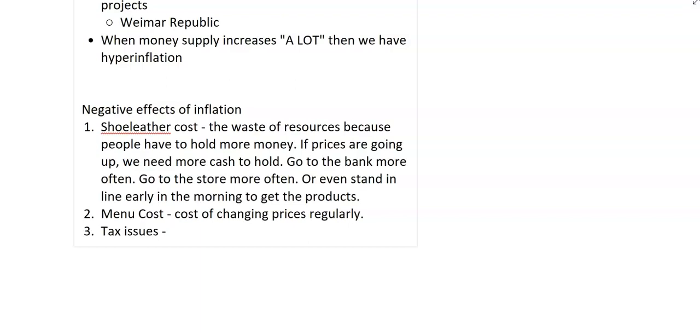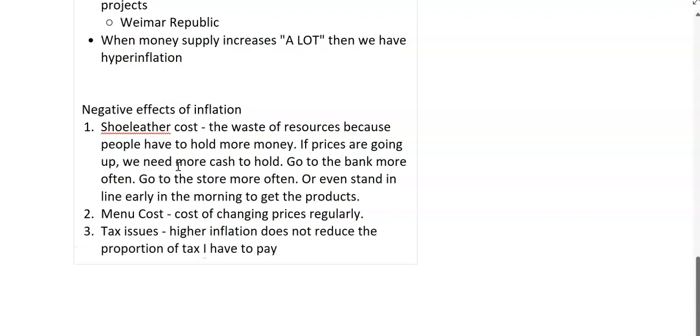We also have tax issues because tax rates don't change with inflation. If prices go up, I still have to pay the same proportion of my income as tax, but I'm spending more on goods. So I'm not able to pay less tax because inflation is higher. I still pay tax on my nominal income. So it does make me even poorer because I'm not getting a rebate from the government.